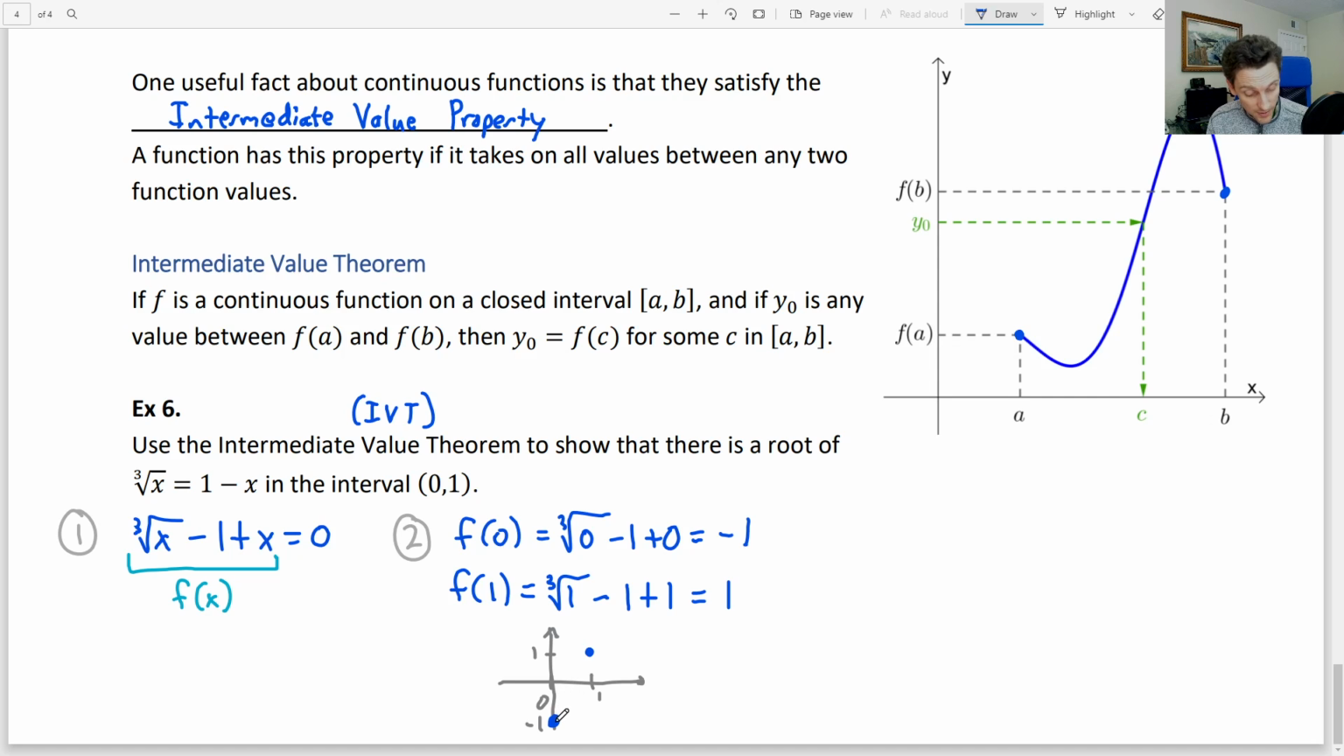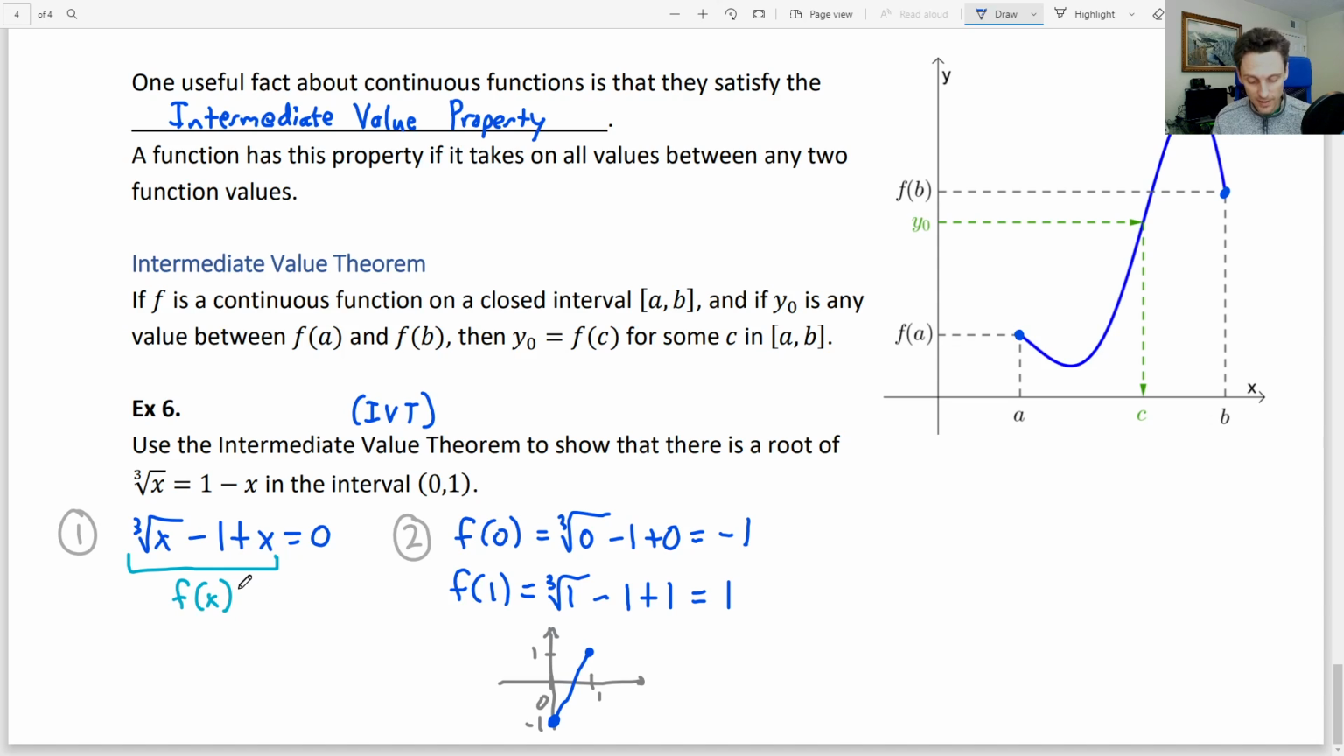So if this function is continuous, then we're going to have to draw the graph from this point to this point. And somewhere along the line, somewhere between an x value of 0 and an x value of 1, the graph is going to have to cross the x-axis. And at the x-axis, that's where the y value is 0. That's where the function value is equal to 0. So somewhere between 0 and 1, the y value has to equal 0. And then we'll have shown what we want to show.